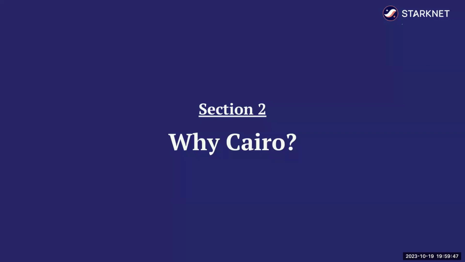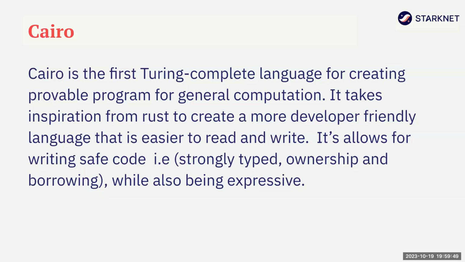So why Cairo? We established that the Starknet architecture is entirely different. We are not creating an EVM compatible system, whereas we are creating something different, which we'll call the Cairo VM. Now we need a language that will be able to be used to write provable programs.